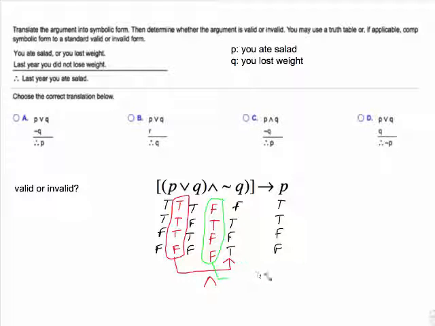The big bracket has to go together with this column, and we're doing the conditional. So the conditional, the only time the conditional is false is if the premise is true and the conclusion is false. Well, I don't have that situation. That means all of these must be true, and if all of them are true, it's a tautology, and we are looking at a valid argument.